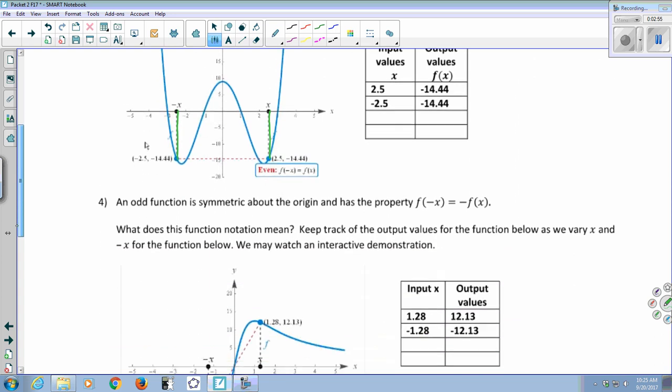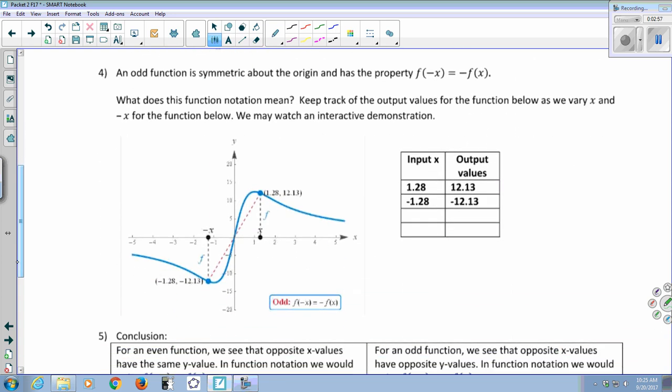An odd function is symmetric about the origin, and that means that if you plug in a positive x and a negative x, you get opposite y values. They'll be the same number, but one's positive and one's negative. So for this example that we graphed here, we have +1.28 and -1.28, and they give the same number for y, but one's positive and one's negative. We call that origin symmetry. And functions that have origin symmetry we call odd.